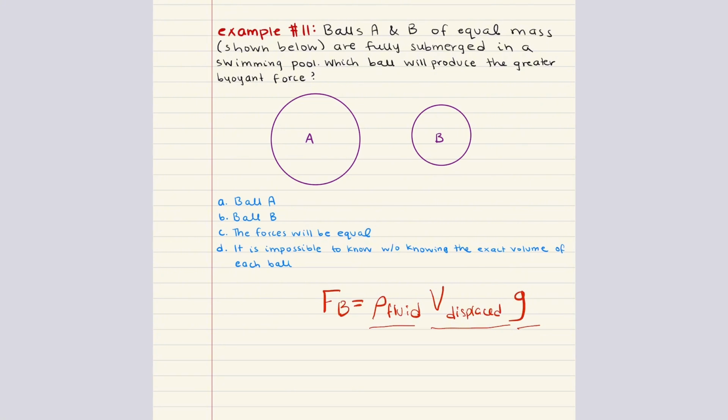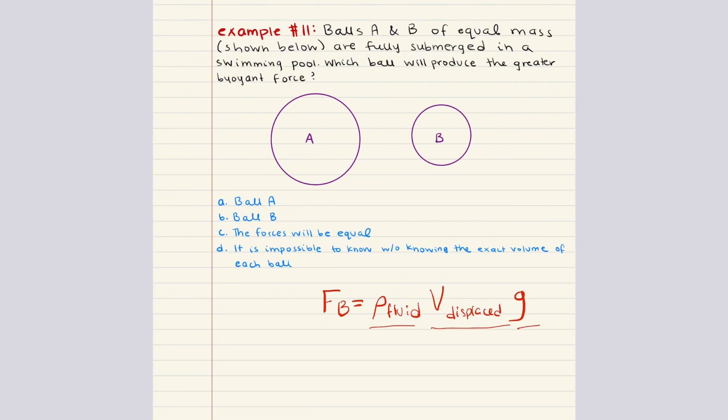Looking at this problem, we know that ball A and ball B have equal mass. And we can assume both balls are made out of the same material. Then just by visually inspecting, ball A has a larger size than ball B. This means ball A has a greater volume than ball B, assuming both balls are made out of the same material and fully submerged.